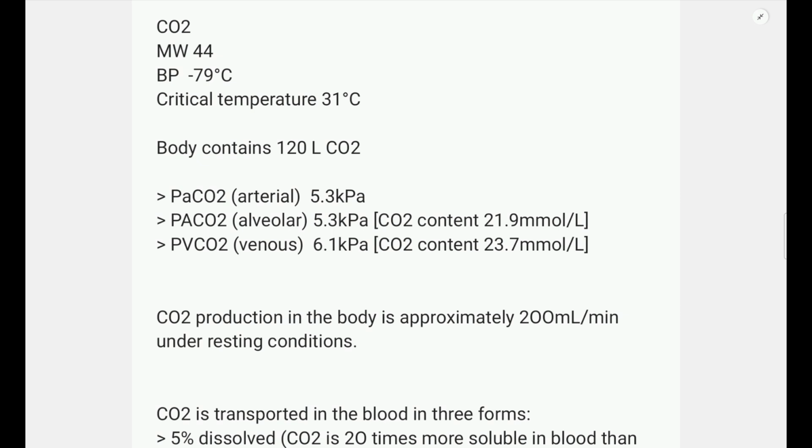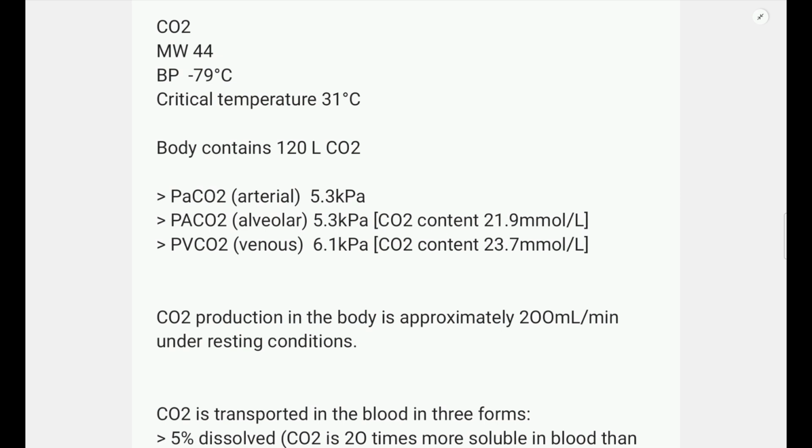It has a molecular weight of 44. It has a boiling point of minus 79 degrees Celsius. And it has a critical temperature of 31 degrees Celsius. Critical temperature is the temperature above which a gas cannot exist in liquid state. So for carbon dioxide it is 31 degrees Celsius.